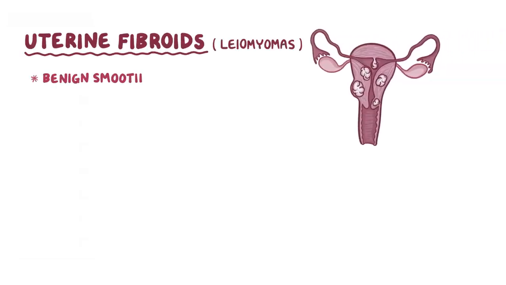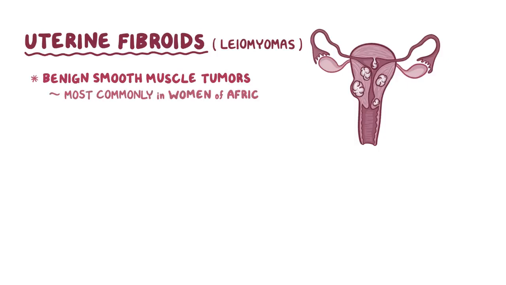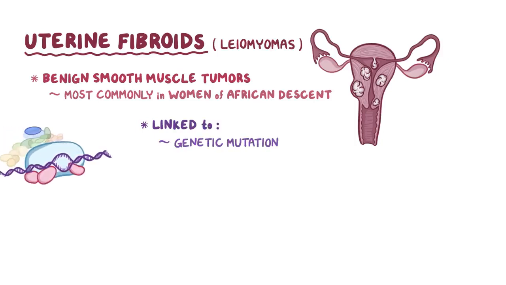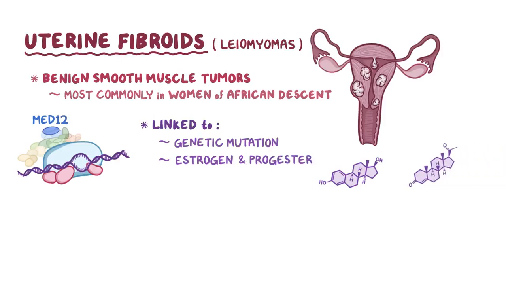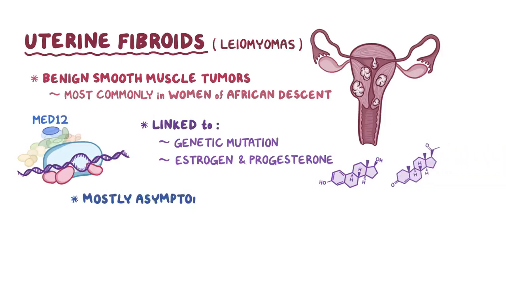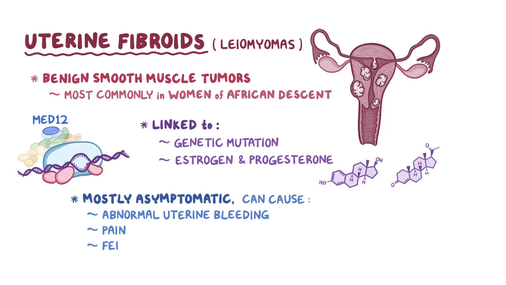Alright, as a quick recap, uterine fibroids, or leiomyomas, are benign smooth muscle tumors of the uterus and occur most commonly in women of African descent. They're sometimes linked to genetic mutations in smooth muscle cells, like in the MED12 gene, but estrogen and progesterone can also play a role in their development. Most fibroids are asymptomatic, but some cause abnormal uterine bleeding, pain, and fertility issues.